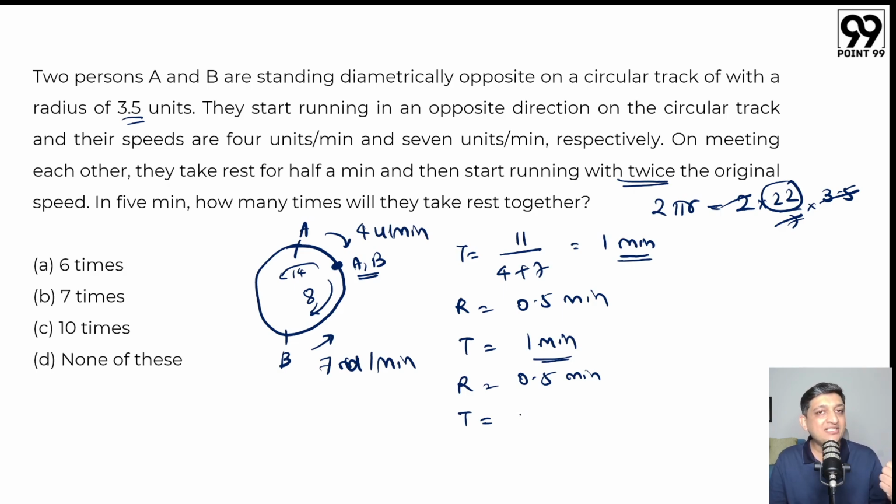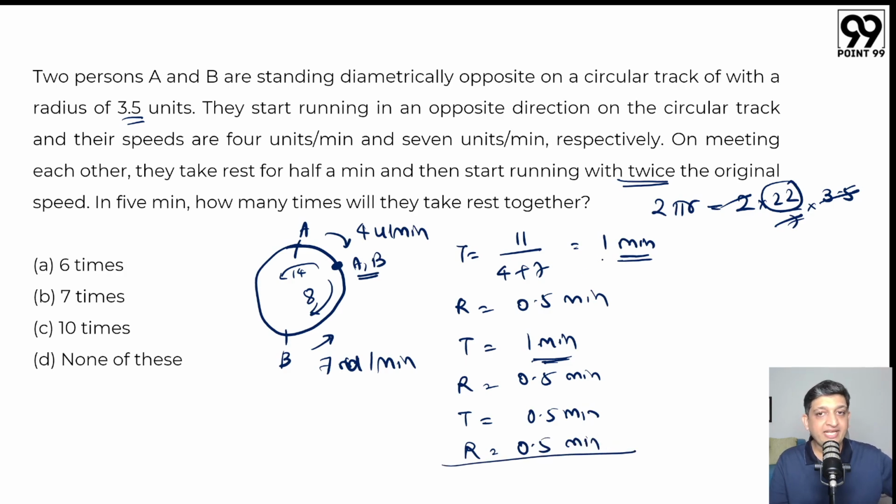Why? Because I explained earlier, the speed will become twice, the distance covered is the same, so the time taken will become half. If speed becomes twice, the time taken will become half in this case. So here the amount of time taken will be half of 1 minute, which is 0.5 minutes. Then again there is a resting phase of 0.5 minutes, because 30 seconds is half a minute.